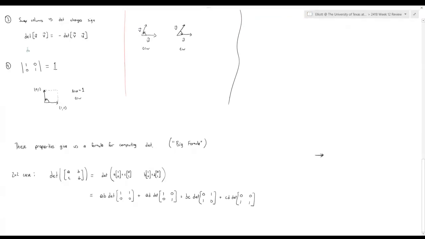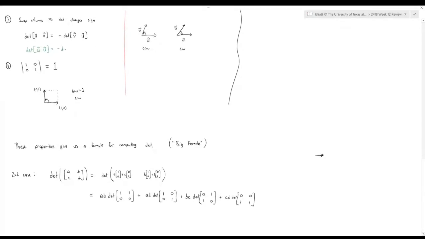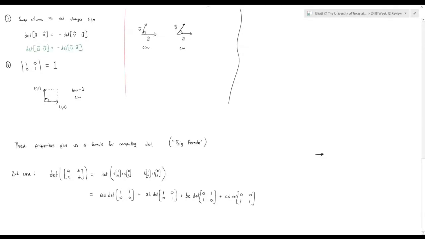So this determinant property also says that if you have a matrix with identical columns, well, this property says if I swap the columns, I'll pick up a minus sign, right? But here, if I swap these two columns, I still get the same matrix, because it has the same columns. So here the determinant is equal to the negative of itself. And the only number that is equal to the negative of itself is 0. So the determinant of a matrix with identical columns has to be 0.